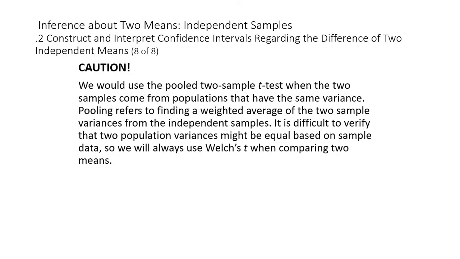We would use the pooled two-sample t-test when the two samples come from populations that have the same variance. Pooling refers to finding a weighted average of the two sample variances from the independent samples. It is difficult to verify the two population variances might be equal based on sample data. So we will always be using Welch's t when comparing two means.